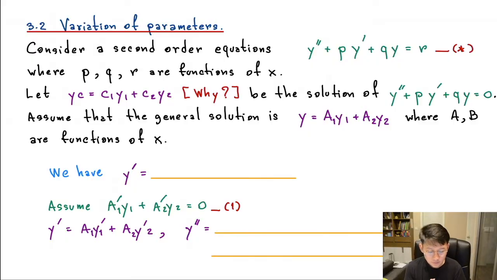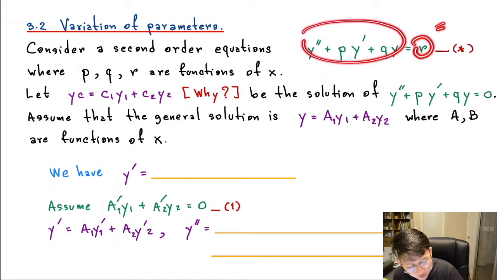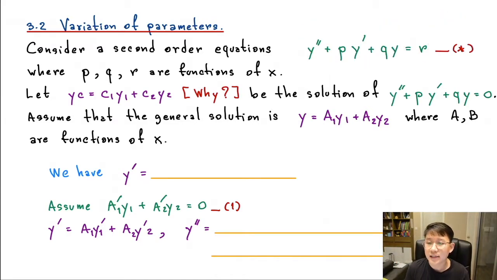First consider second order equations. We're going to be looking at the second order equations first. So this is the second order equation when R(x) is not zero, which means that this equation is a non-homogeneous differential equation. And p, q, r are functions of x.